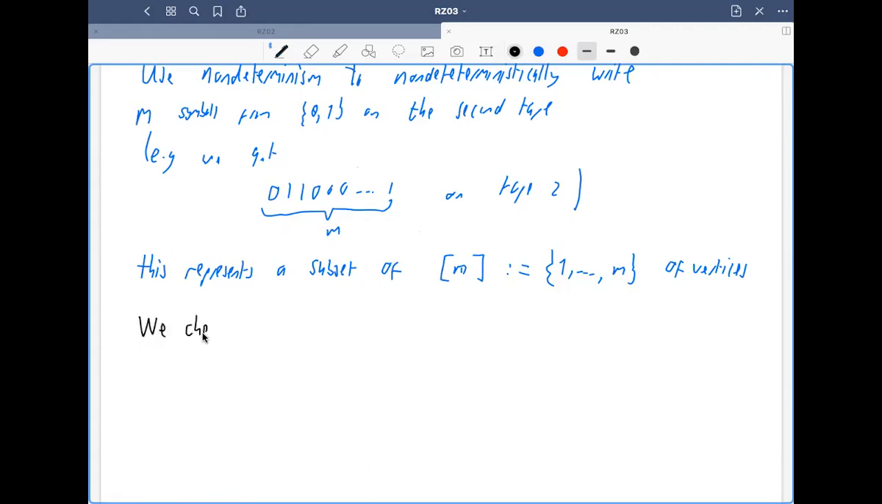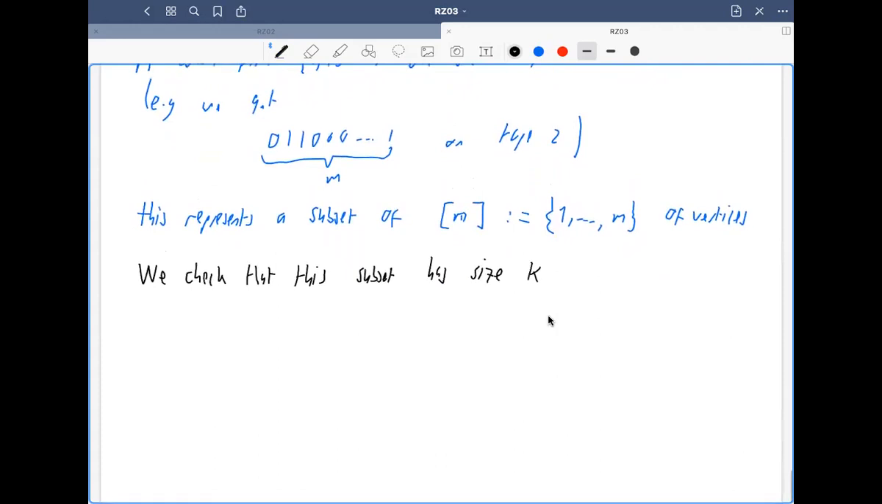So we check that this subset has size k. And we check that this subset is an independent set.